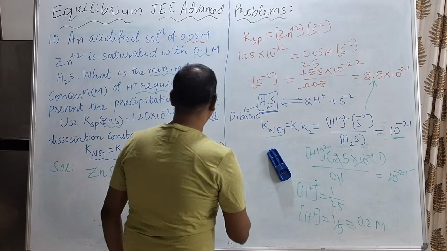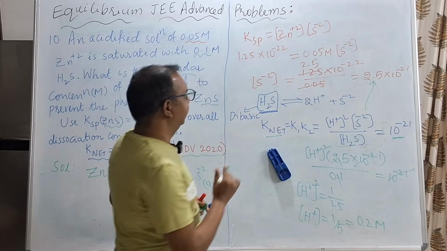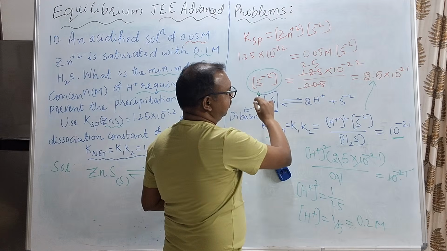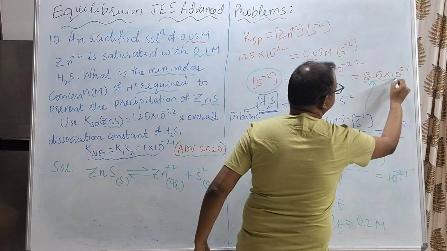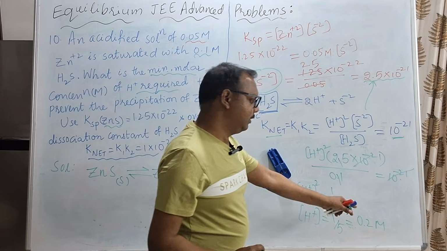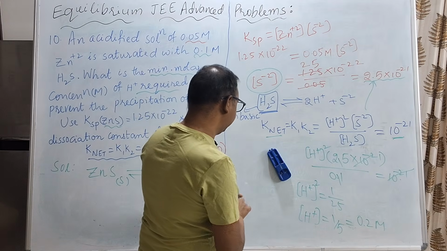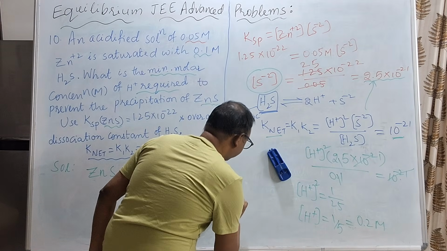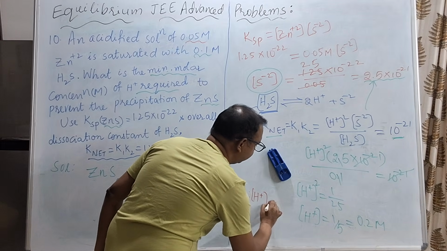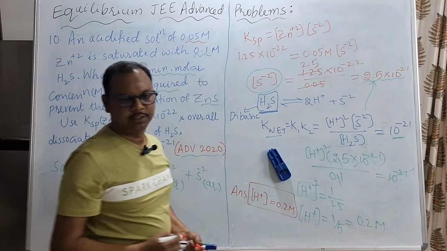Therefore, the concentration of H plus required to prevent the precipitation of ZnS. That means the concentration of sulfide ion required to prevent the precipitation is 2.5 into 10 power minus 21 moles per liter. Similarly, the concentration of H plus required is 0.2 molar. Therefore, the answer can be written as concentration of H plus required is equal to 0.2 molar. That is the final answer. Okay, right.